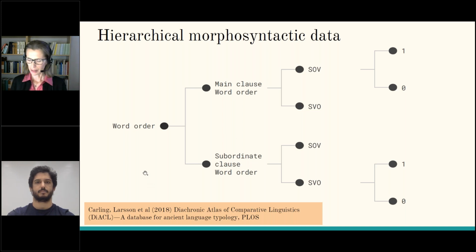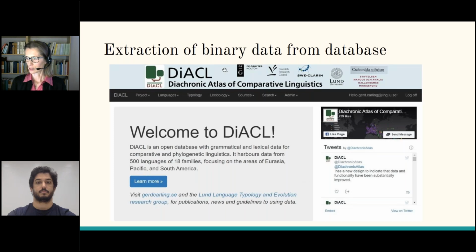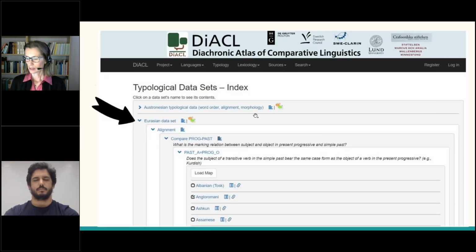We use basically a hierarchical scheme which includes questions, like here, and they can be asked to native speakers or to grammars or corpora for dead languages. And these features also allow for dimorphic coding, and in the database they come out as binary features. So this is the basic structure. And this is the database where it's stored, and the database design matches the hierarchical feature design, as you can see here. And thereupon, this is the lowest level, the binary level of the data.